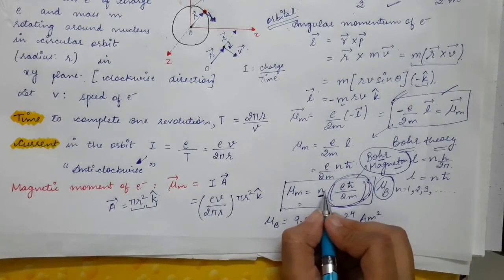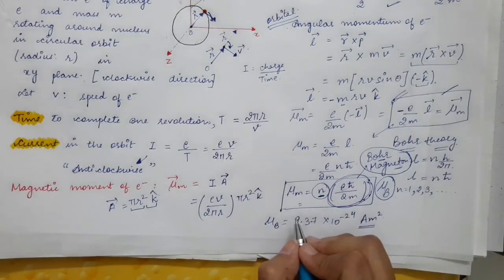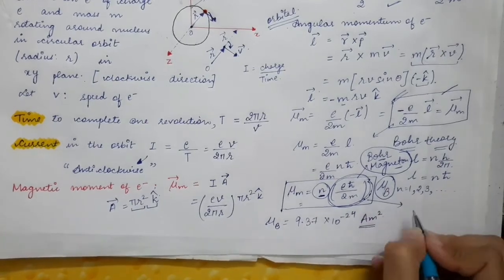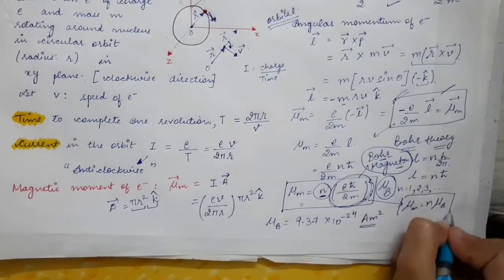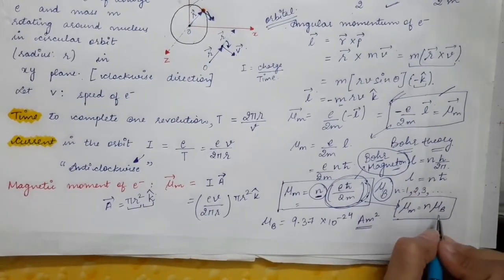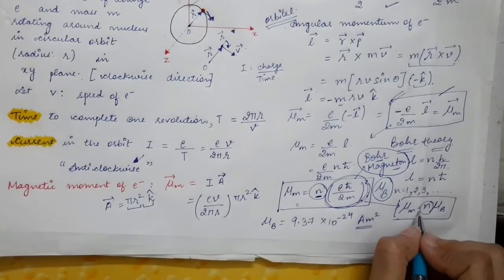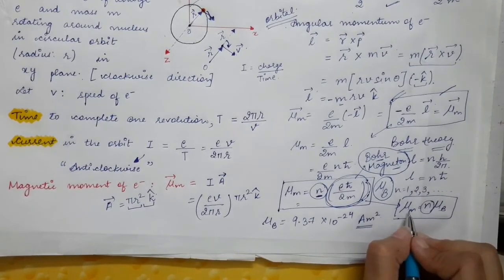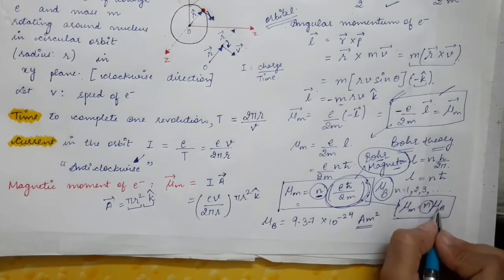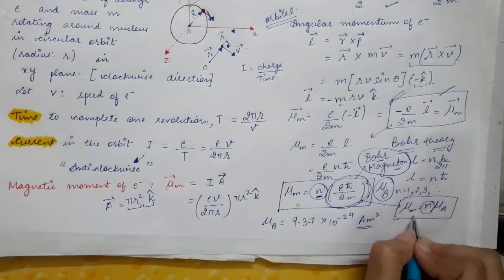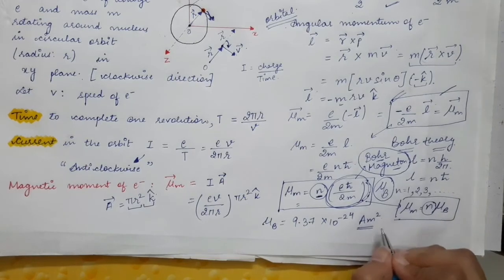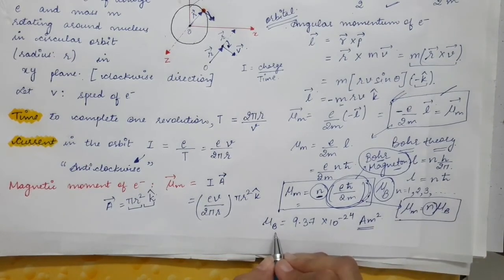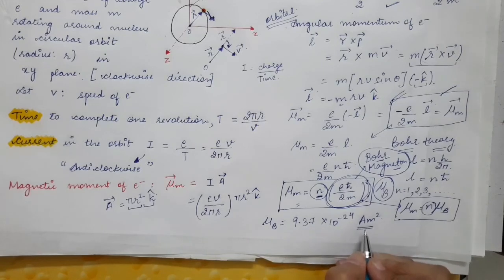Over here you can see that this n is an integer, so you can write this equation as mu m is equal to n times mu b. From this equation you can see that n is an integer, so it does not have any unit. So the units of the Bohr magneton will be the same as that of the magnetic dipole moment. We have seen in the previous lecture that magnetic dipole moment has SI units which are ampere meter square. So the Bohr magneton will also have the same units, which are ampere meter square.